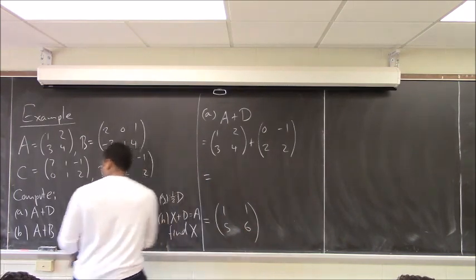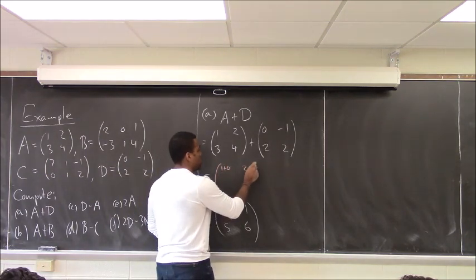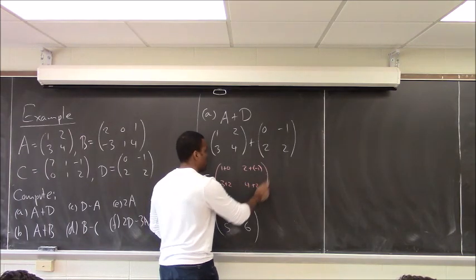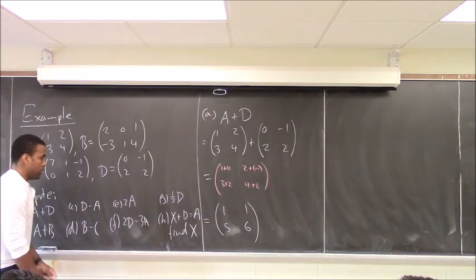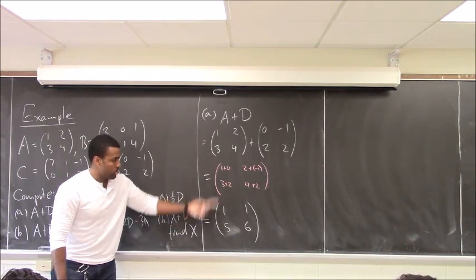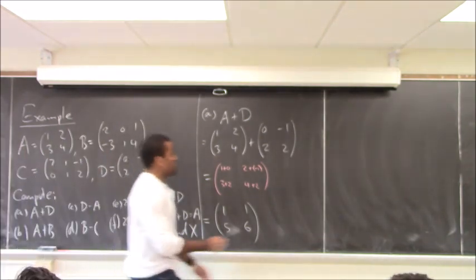So that's the answer. Note that what he did was 1 plus 0, 2 plus a minus 1, 3 plus a 2, 4 plus a 2. You add the corresponding entries. Now, you don't necessarily need to write this down, but you should know how to get from here to here. Just add corresponding entries. Okay, cool.